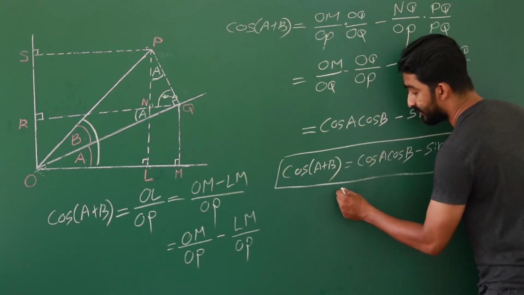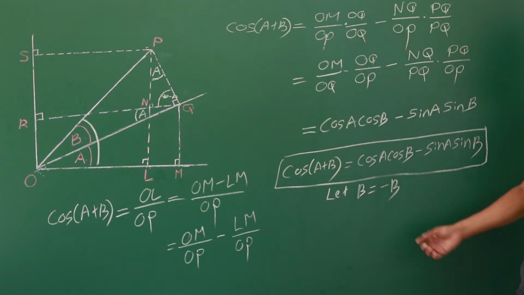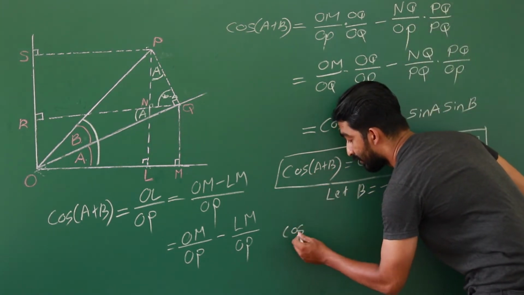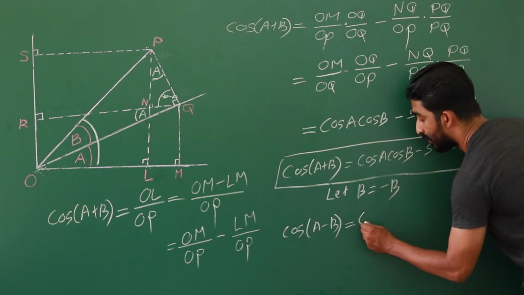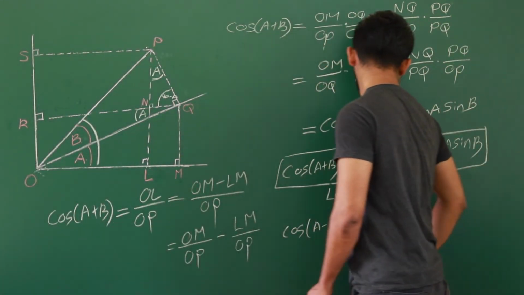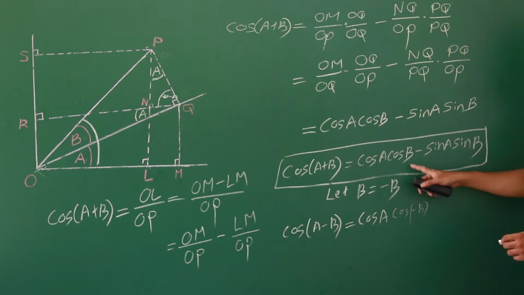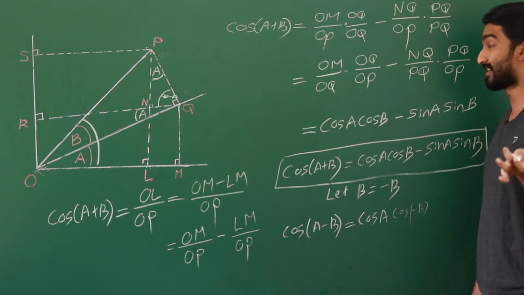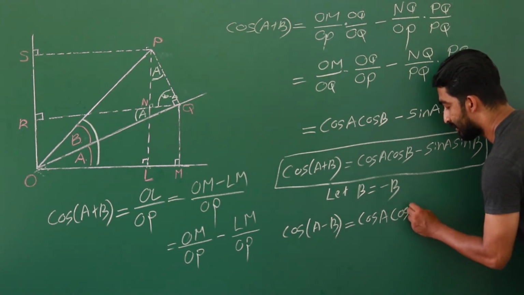Now let's imagine B equals minus B. Imagine this B was negative B. So we can write this cos A plus B as cos A minus B. Now cos B, when it is minus B, we can write cos minus B. But considering the quadrant rule we discussed in the previous lesson, cos minus B is cos B. So we can write this as cos B.